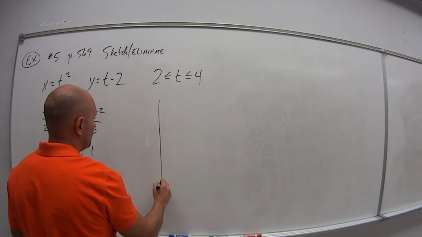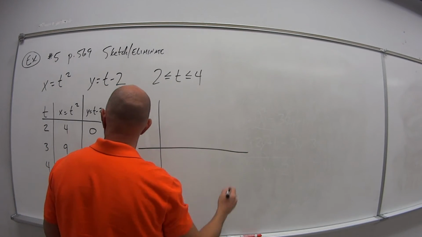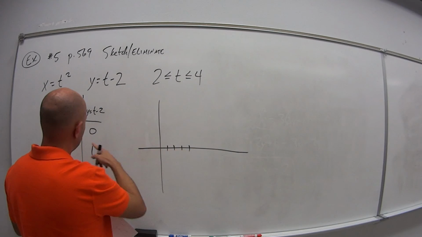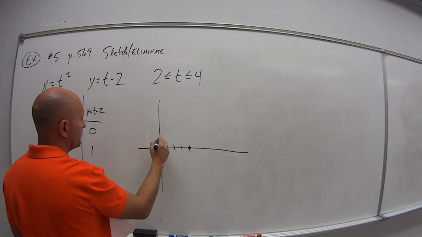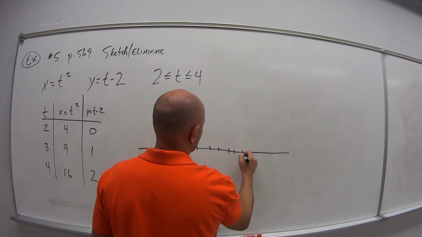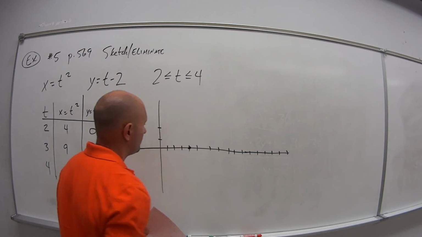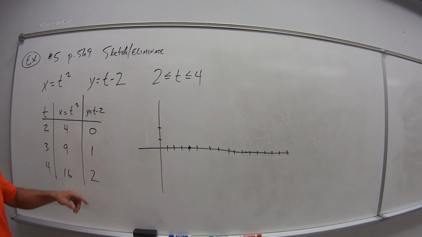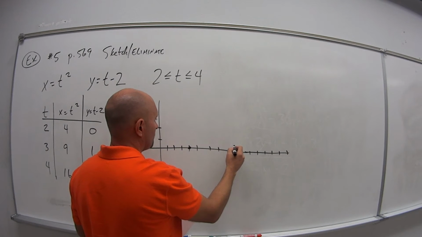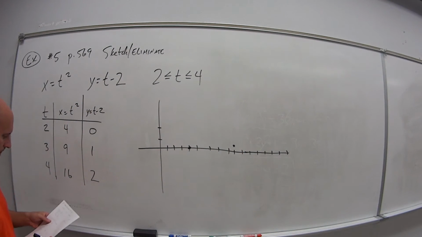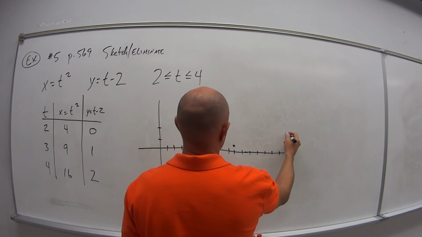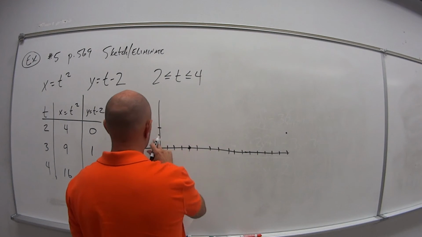So if we graph this, our points are now 4, 0, so we have a point here. Our second point is 9, 1, so 4, 5, 6, 7, 8, 9, way out here, but only up 1 unit. And then 16, 2. So way out here. So actually, if I draw this a little more to scale.